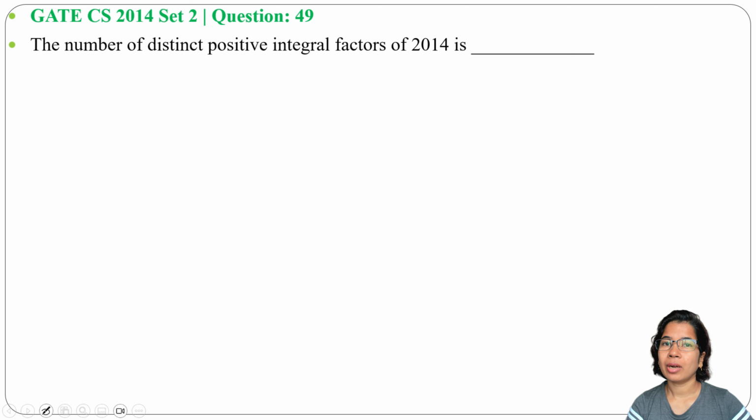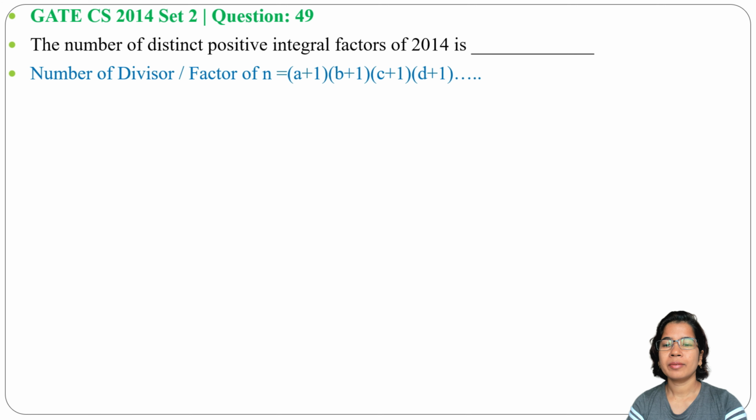During lecture, I already discussed a formula. So the number of divisors or factors of n equals (a plus 1) multiplied by (b plus 1) multiplied by (c plus 1) multiplied by (d plus 1), and like this it will continue. What are these a, b, c, d? These are the powers of prime numbers.